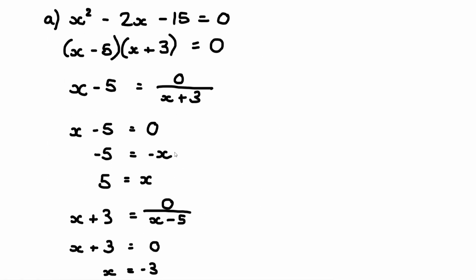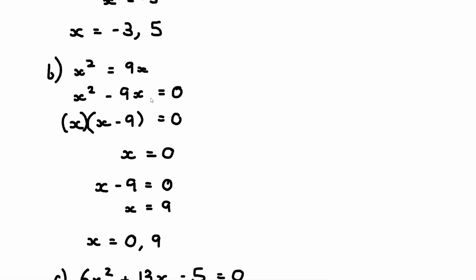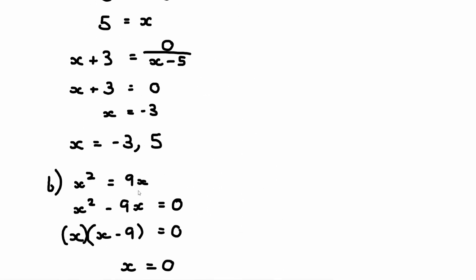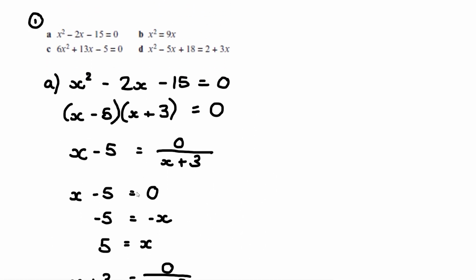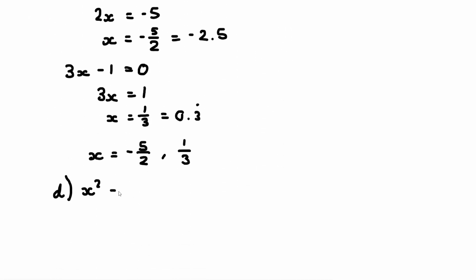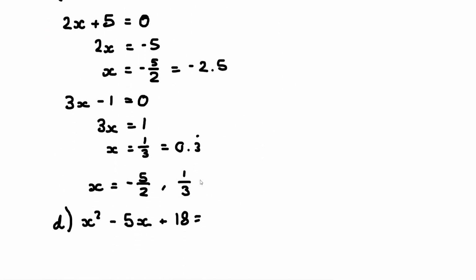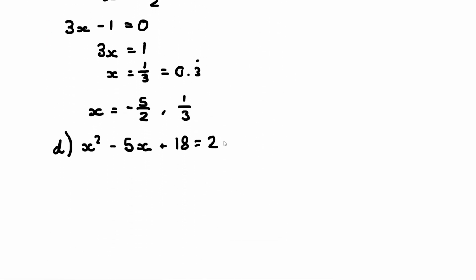Now let's move on to part D, which is, I'm not going to remember all of that in one go. D is x squared minus 5x plus 18 equals 2 plus 3x, I believe. Yep. Right, so part D.